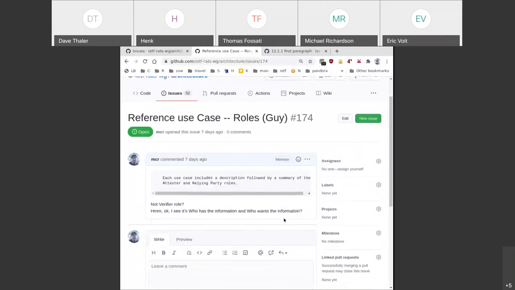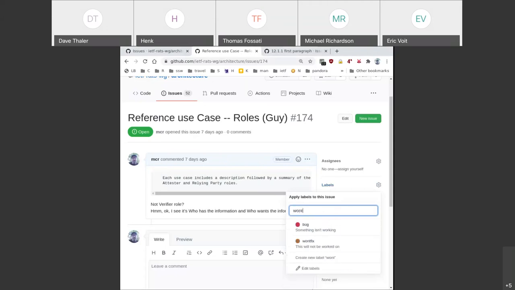He's commenting on the use cases section. It has this phrase about each use case: it talks about the tester and the underlying party roles, but he says, but not the verifier? Yes, that's very intentional, because the use case doesn't dictate where the verifier is. That's part of a solution only. The use case is only about the tester and the underlying party. So that's intentional. And he says, okay, I see, it's who has the information, who wants the information. Answer, yes. I don't know what other people think, but my opinion is this is a response via email, no change to text. What do others think?